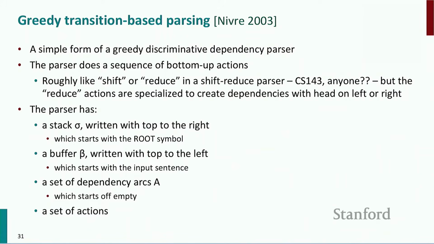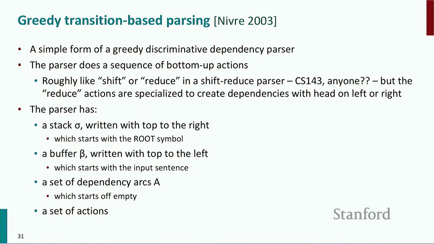Okay, so what we do in greedy decision-based parsing and transition-based parsing is, this is where it's unfortunate that only 2 people in the class have done a compiler's class.